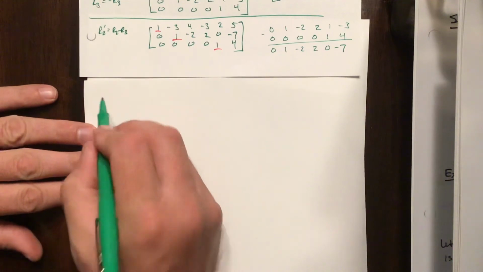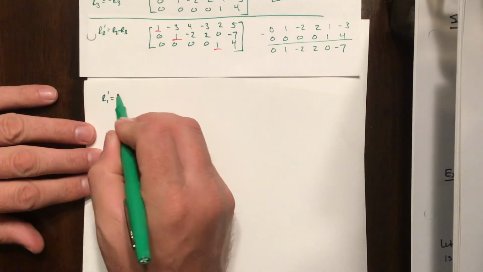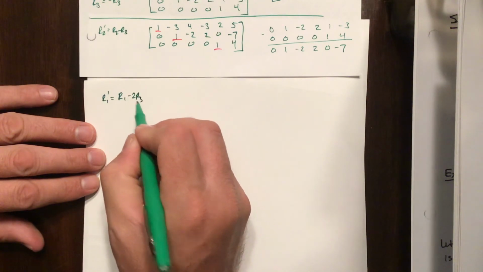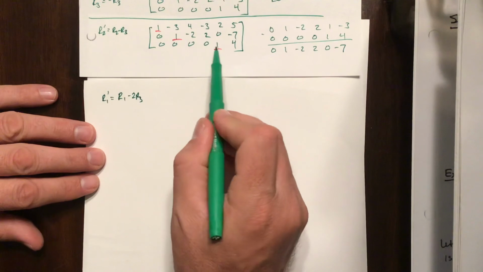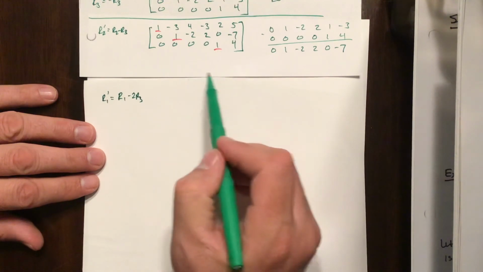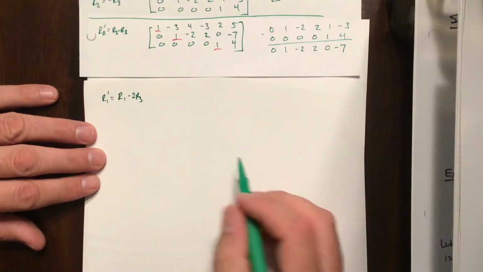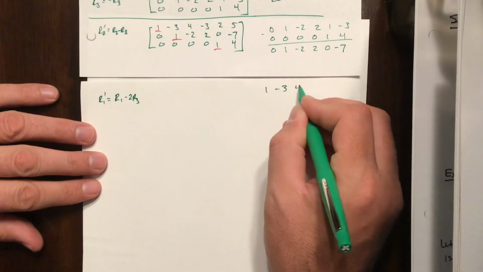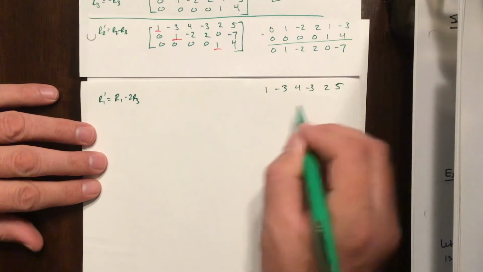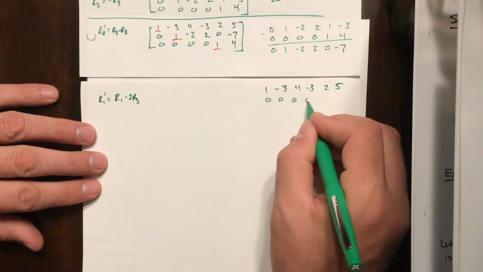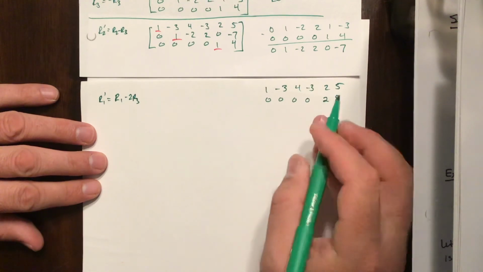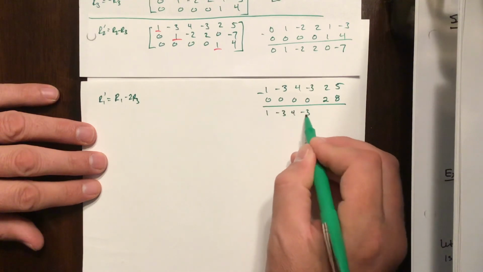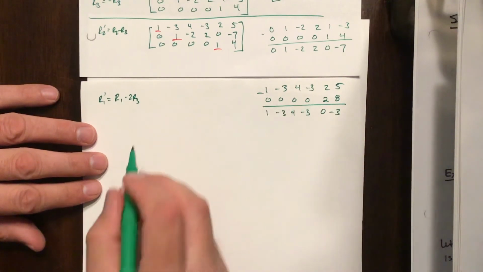Row 1 prime is going to be my old row 1 minus 2 times row 3. So I'm going to multiply row 3 by 2. That's going to make this a 2, and that an 8. And then when I subtract 2 minus 2, that's 0. So 1, negative 3, 4, negative 3, 2, and 5, minus 0, 0, 0, 0, 2, 8. Subtract these together and you get 1, negative 3, 4, negative 3, 0, and negative 3. And that's my new row 1.